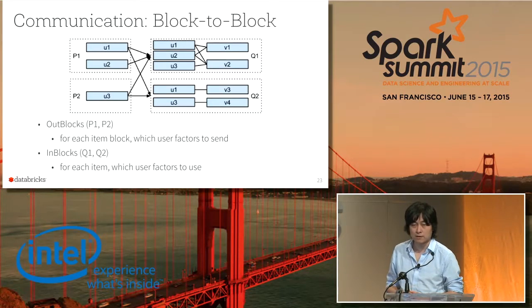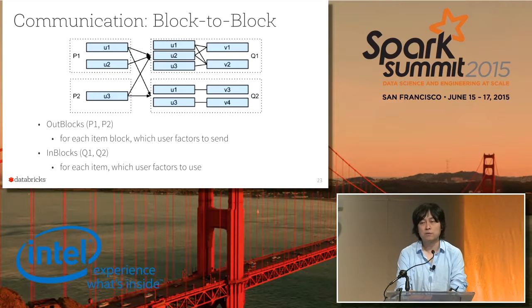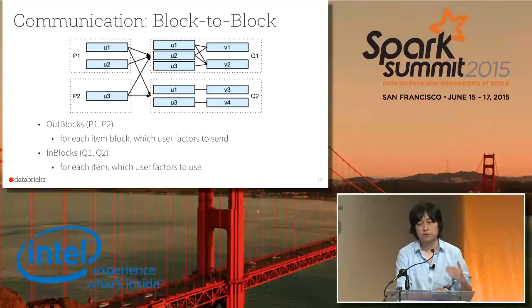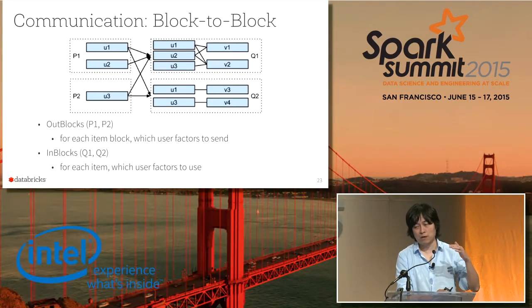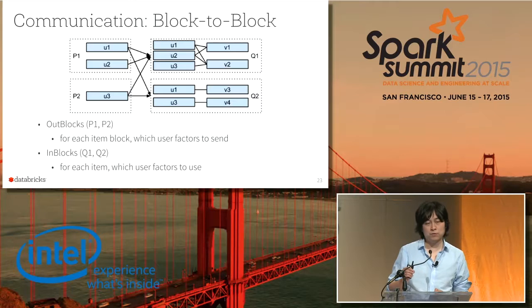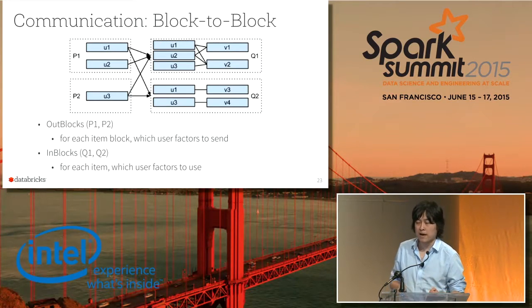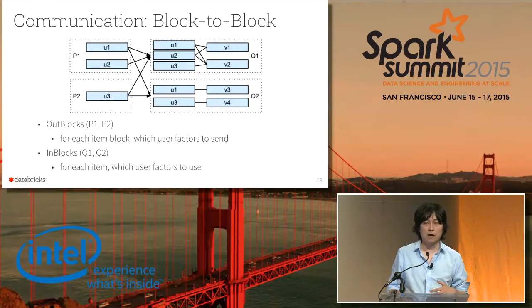And that gave us this implementation design called block to block. Now I put those user factors and movie factors on separate machines. On P1, we have user factors U1 and U2. And on P2, we have U3. Then Q1 collects V1 and V2. Now for vector U1, when I solve for V1, I only need to send it to Q1. The same for U2. I only need to send it to Q1 once, and then it can be used by both V1 and V2. So with this pattern, we can save a lot of shuffle data.